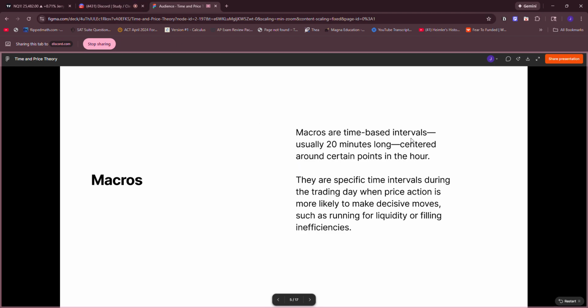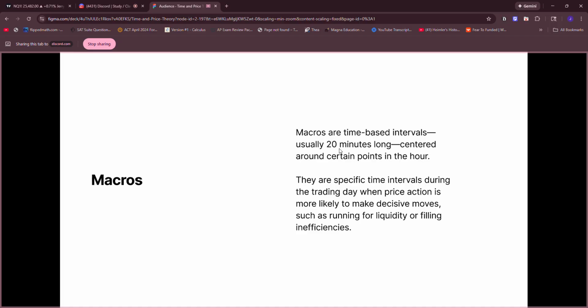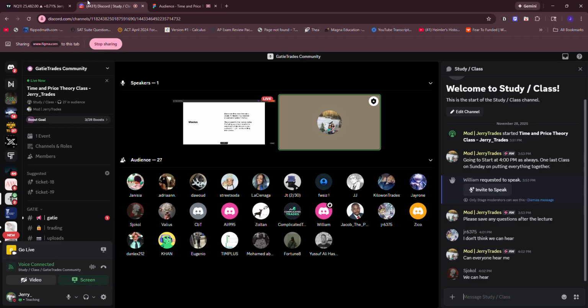So macros are basically time-based intervals. They're usually 20 minutes, centered around certain points in the hour. And it's basically a time where the algorithm is more likely to make decisive moves, such as running liquidity or filling inefficiencies. So just to simplify it, if you're entering a trade within a macro, it's a high probability it works out because it's going to be targeting liquidity, which is what we want to trade into, right?